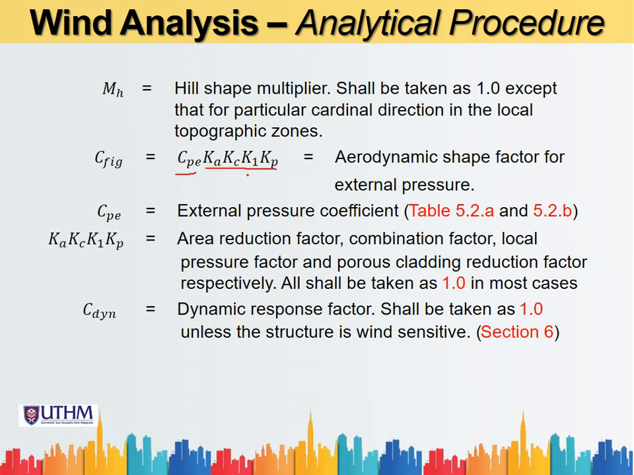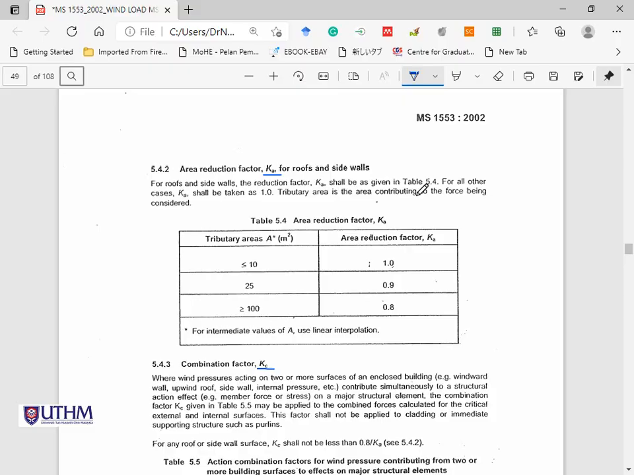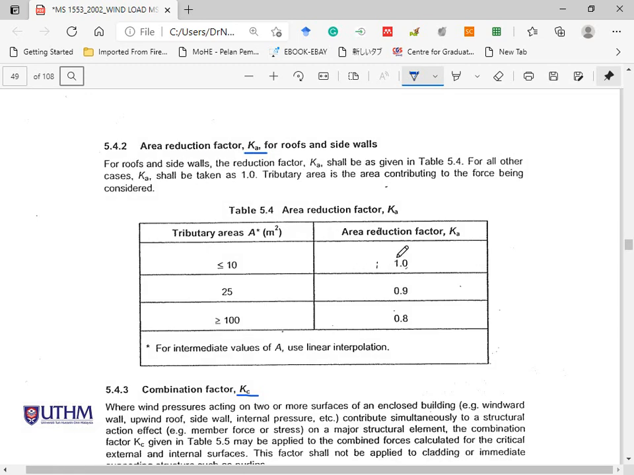For Ka, Kc, K1 and Kp, appendix C in the Malaysian standard is at page 49. Okay, so this is 5.4.2, area reduction for Ka. Ka is the area reduction factor for roof and the side walls. Table 5.4 is the area reduction factor. So we take the Ka value depending on the tributary areas, and basically we took it as 1, which is less than 10.